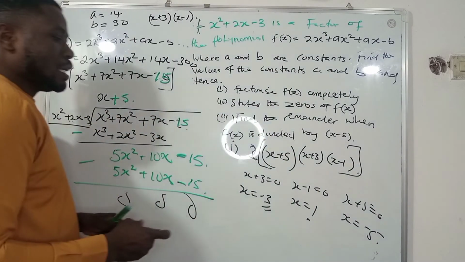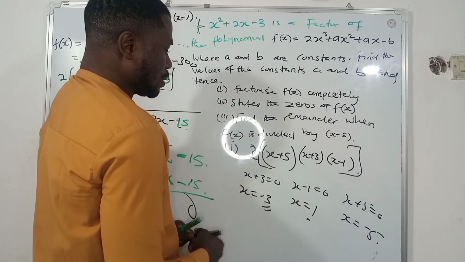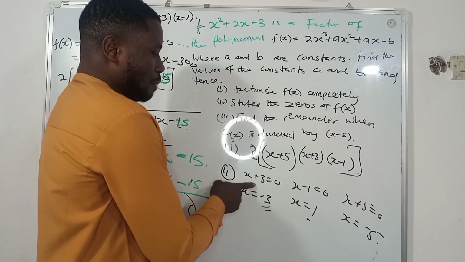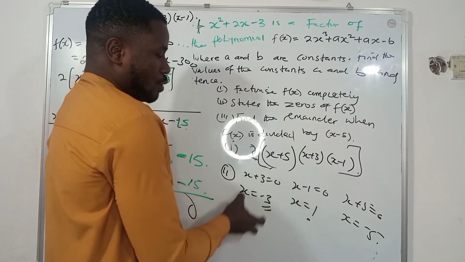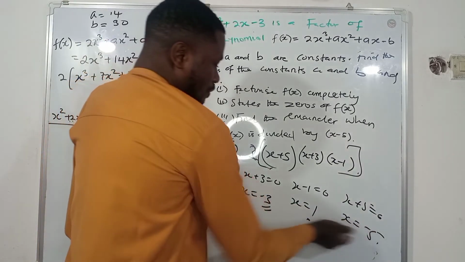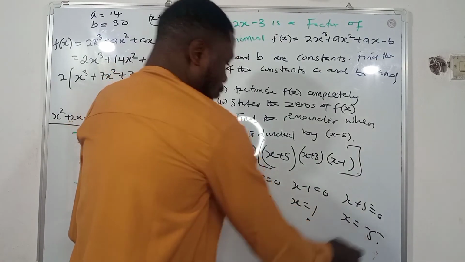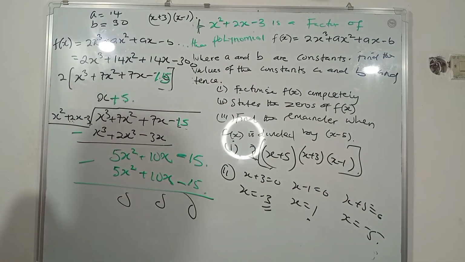This is another one. So the zeros, please take note, this is the second question. The zeros is simply found by equating the factor to 0. And once you do that, you're going to have x equal to minus 3, x equal to 1, x equal to minus 5. These are the zeros of that expression.